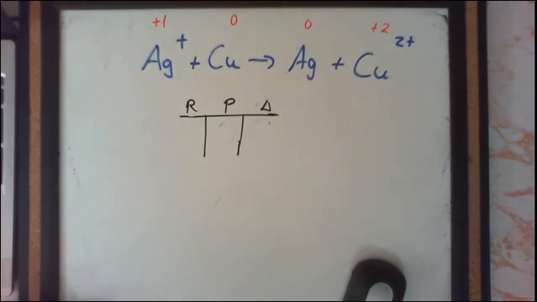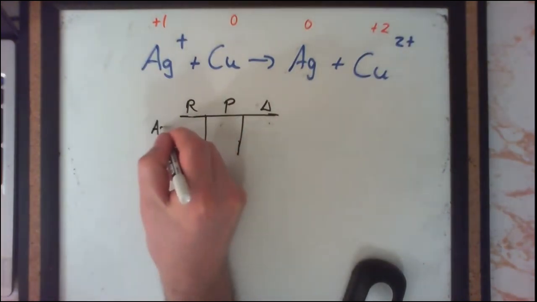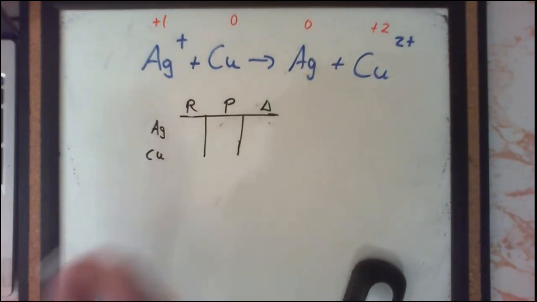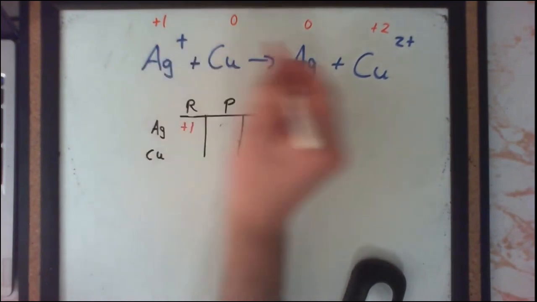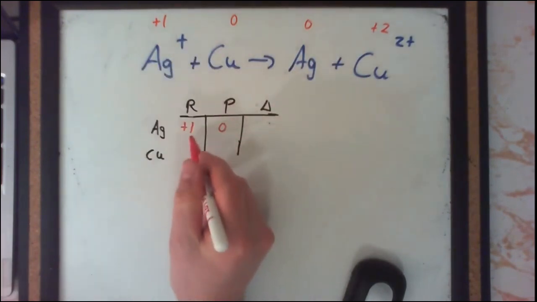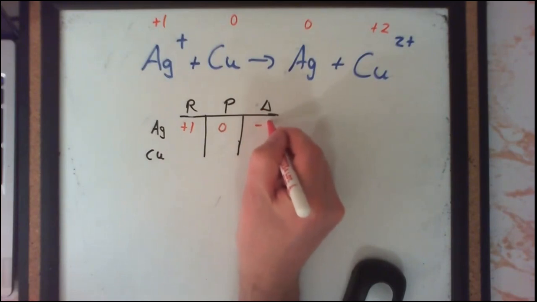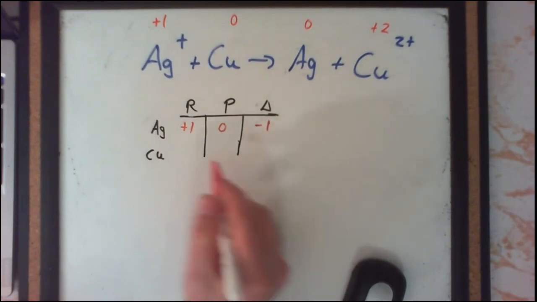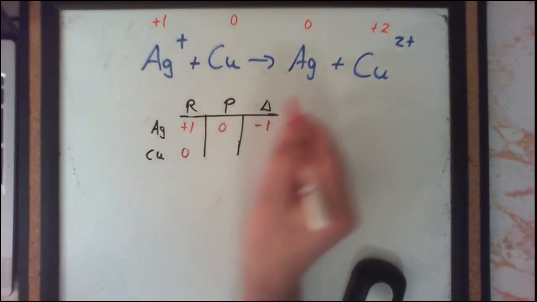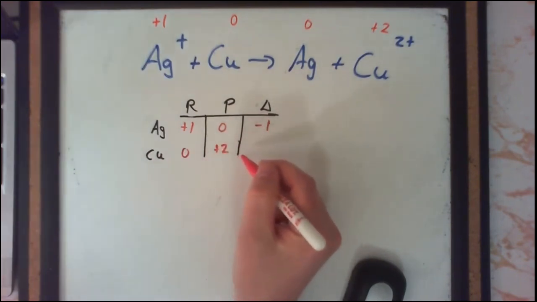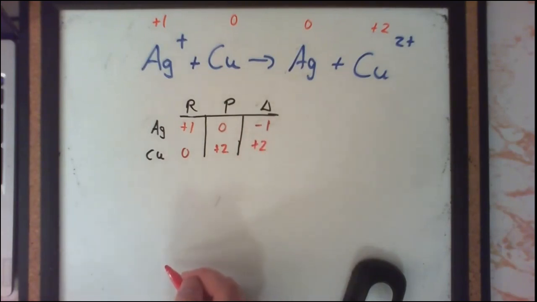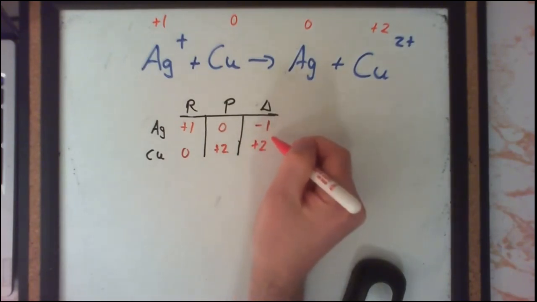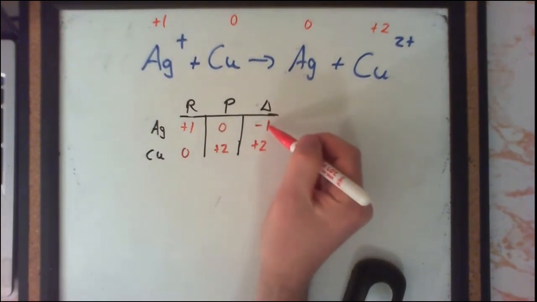So once again, with our silver and copper, which are our two species that are being either oxidized or reduced, we have silver goes from +1 to 0. So its oxidation number decreased by 1, it's been reduced. And copper goes from 0 to +2. Its oxidation number increased, it's been oxidized by a difference of 2. So these are our differences in oxidation number as written. In the end, we want to make sure that this number is the same as this number, but of course opposite in sign.